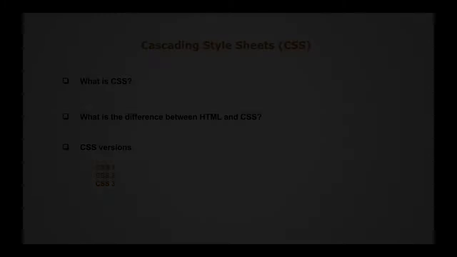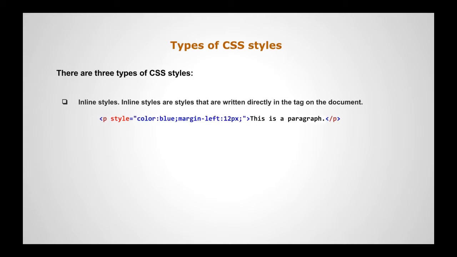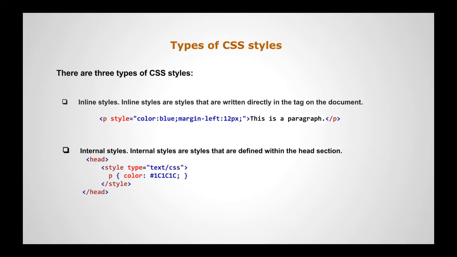There are three types of CSS. We have the inline styles, and the inline styles are styles that are written directly in the tag, as seen in this example. Then we have the internal styles, and the internal styles are styles that are defined within the head section, as we see right here. Finally, we have the third type, which is the external CSS, and the external CSS is a file that we link to our web pages.